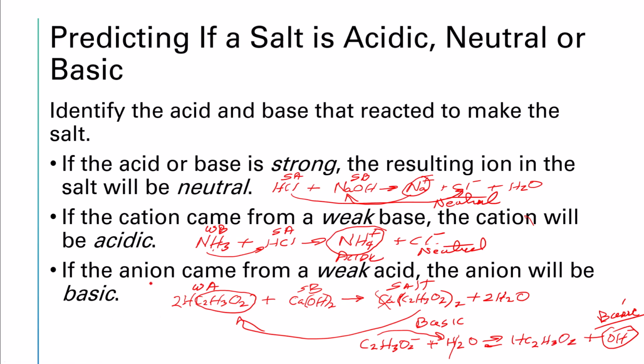Okay, so if the anion came from a weak acid, the anion will be a basic anion. This is a basic anion. It's the conjugate base of the weak acid, acetic acid. If the cation came from a weak base, this is the conjugate acid of this weak base. That makes the solution slightly acidic.